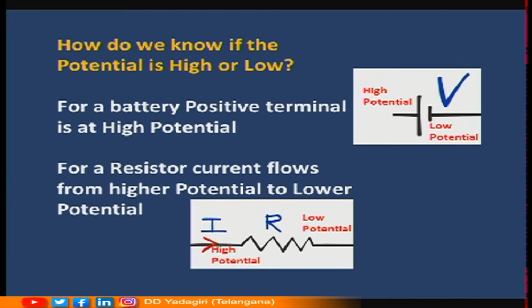How do we know if the potential is high or low? For a battery, the positive terminal is at high potential and the negative terminal is at low potential. For a resistor, current flows from higher potential to lower potential. Let us consider an example and apply Kirchhoff's loop law.